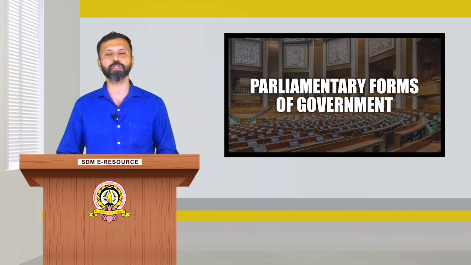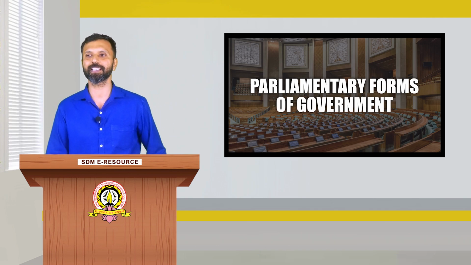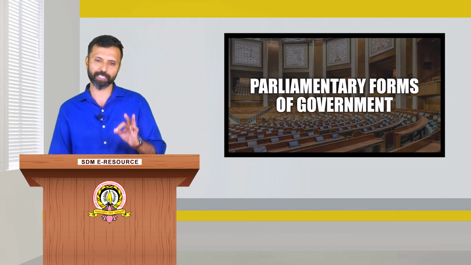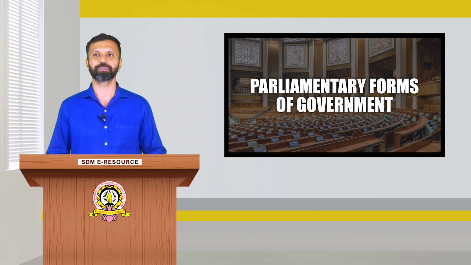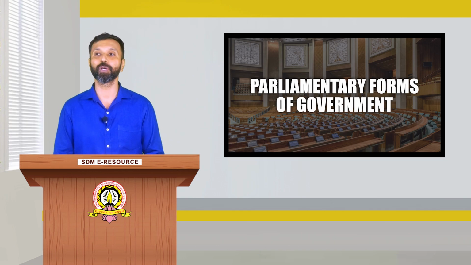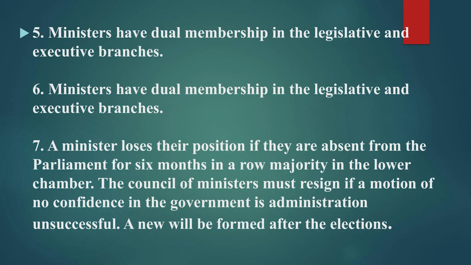The cornerstone of the parliamentary system of government is collective responsibility to the Lok Sabha under Article 75. A no confidence vote can be moved in the Lok Sabha only. Ministers have dual membership in the legislative and the executive branches. Another feature is that ministers have dual membership in these different branches.